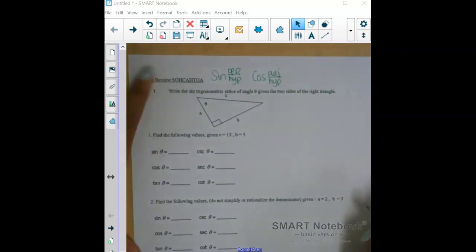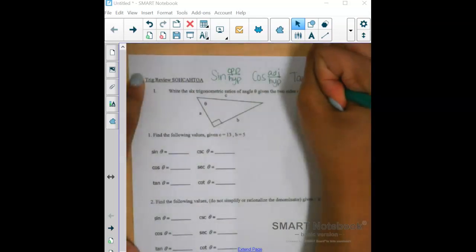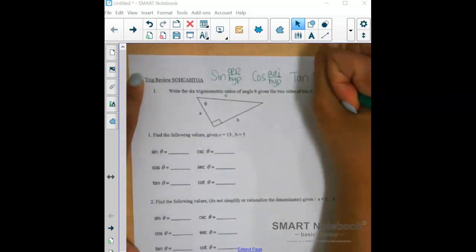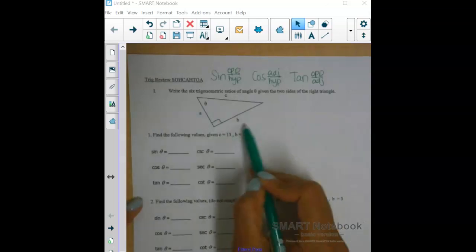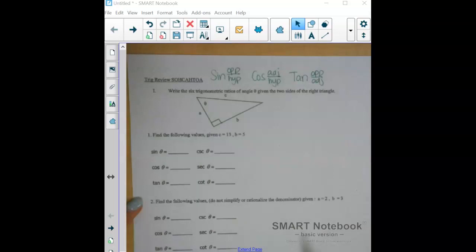And then the last part is TOA, which is your tangent. When you look at your triangle, you're looking at your opposite side and your adjacent side. These are always looking at some reference angle theta, which is going to be somewhere on your triangle. So you're always referencing some angle theta. For the questions below, I'm just going to do the first two with you. It says to write the triangle ratios of your angle theta given two sides of your right triangle. We're going to use this reference triangle for the three questions below.